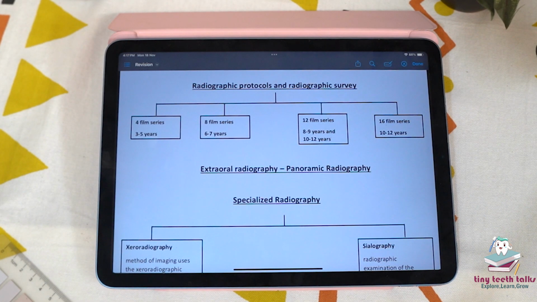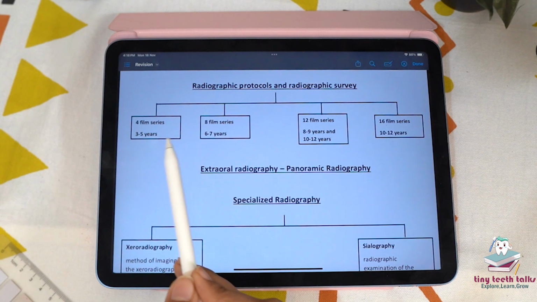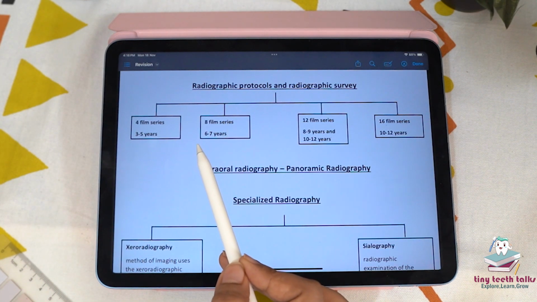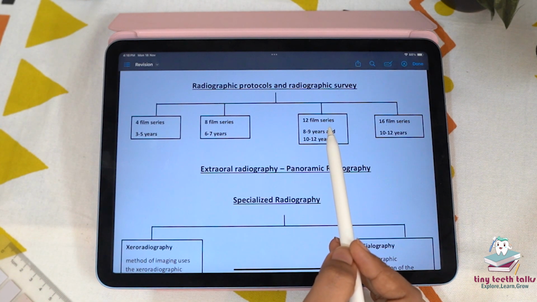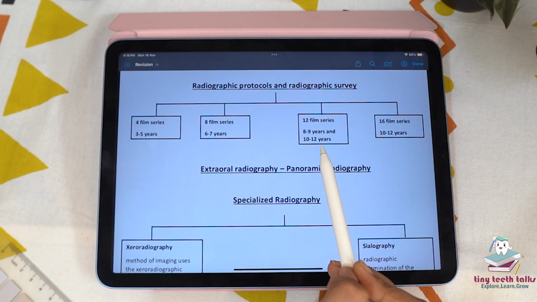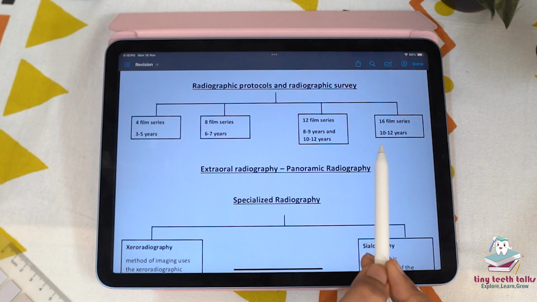When a new patient is seen at the dental office and no previous radiographs are available, it may be necessary to obtain a baseline series of radiographs, which is included in the radiographic protocols. To accomplish the radiographic protocol, specific X-rays need to be done at each age, which is known as a radiographic survey. It includes a 4 film series at 3 to 5 years, 8 film series at 6 to 7 years, 12 film series for 8 to 9 years, and 16 film series at 10 to 12 years.